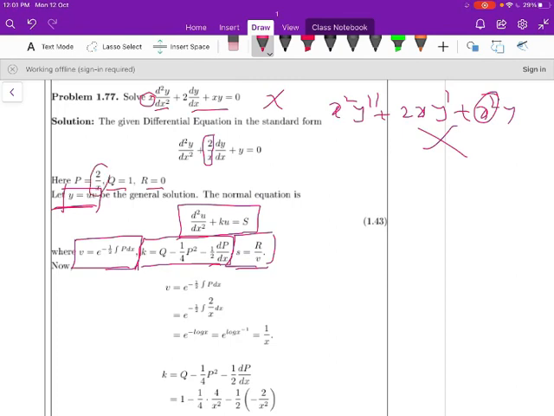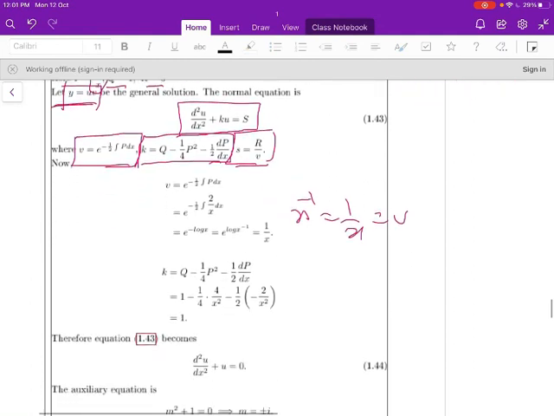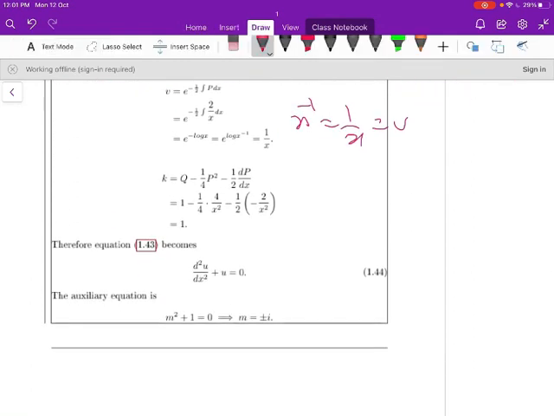Let us calculate v now. v is e to the power of minus half into integral of p dx, where p is equal to 2 by x. The integral of 2 by x into dx, the 2 gets cancelled, leaving the integral of 1 by x, which is log x. So e to the power of minus log x, that is e to the power log x raised to minus 1. So e and log get cancelled, leaving x to the power of minus 1, which can be written as 1 by x. So v is equal to 1 by x.